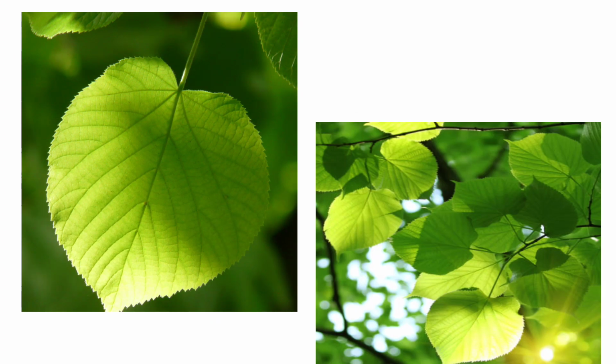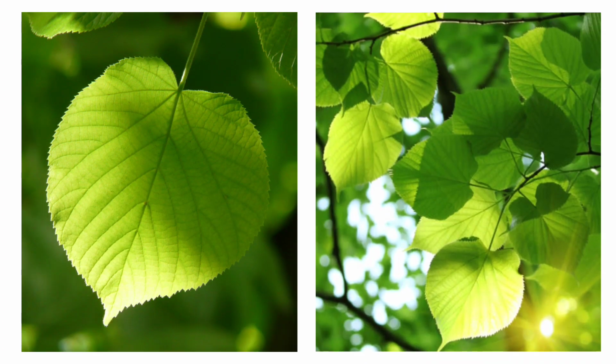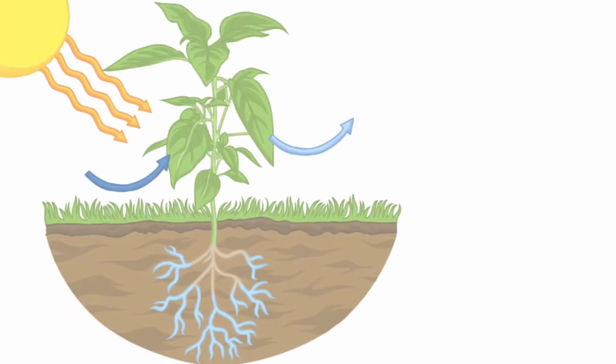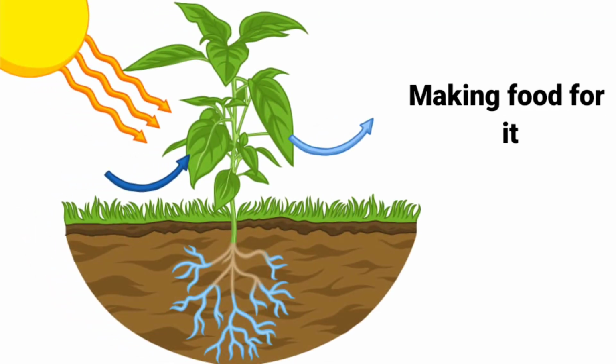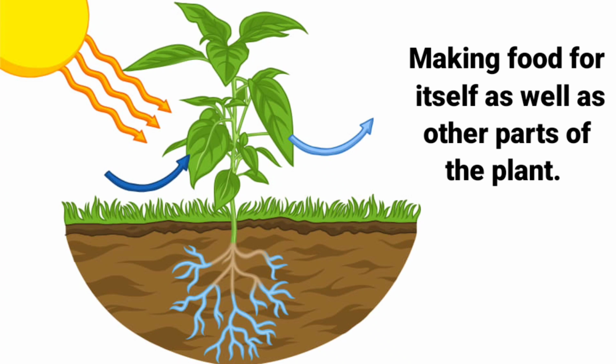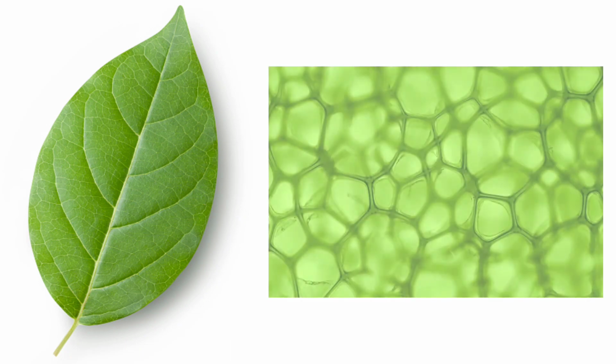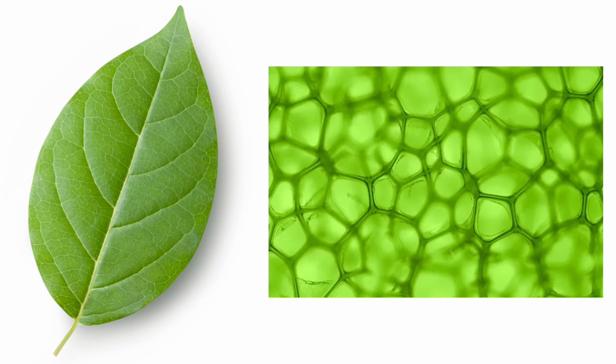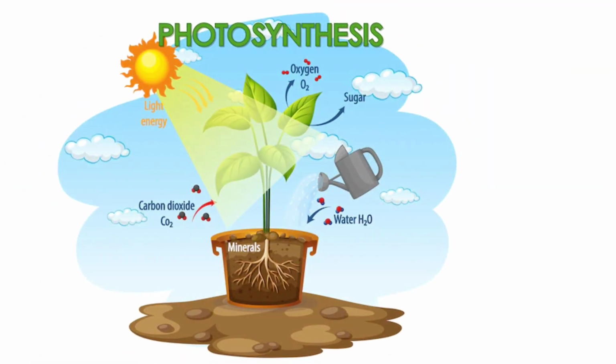A leaf is a plant organ that is flat, thin and usually green in color. It is also called the kitchen of the plant as it is responsible for making food for itself as well as other parts of the plant. Leaves are green in color because of the pigment called chlorophyll, which helps plants to prepare food through photosynthesis.